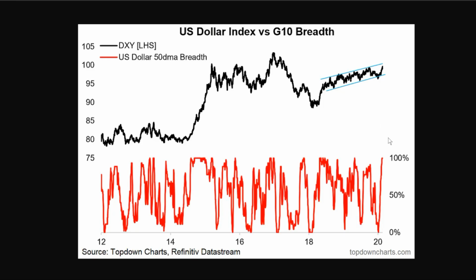Just to round out the explanation, as you can see, when the US dollar had a crack to the downside, the indicator went to zero. That was what we'd call definitely an oversold signal.